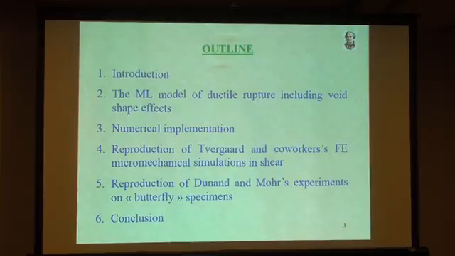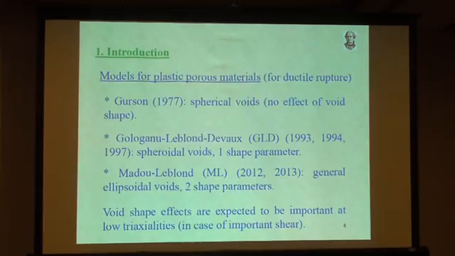Then I will quickly comment on the numerical implementation of this model in finite element codes. Then the core of the work is the qualification, the assessment of the model by comparison with two things. First, some micromechanical simulations, numerical finite element simulations of Kjærgaard, of a void which is subject to both tension and shear. And there are also some comparisons with experiments which have been performed by Dunant and Moore on butterfly specimens.